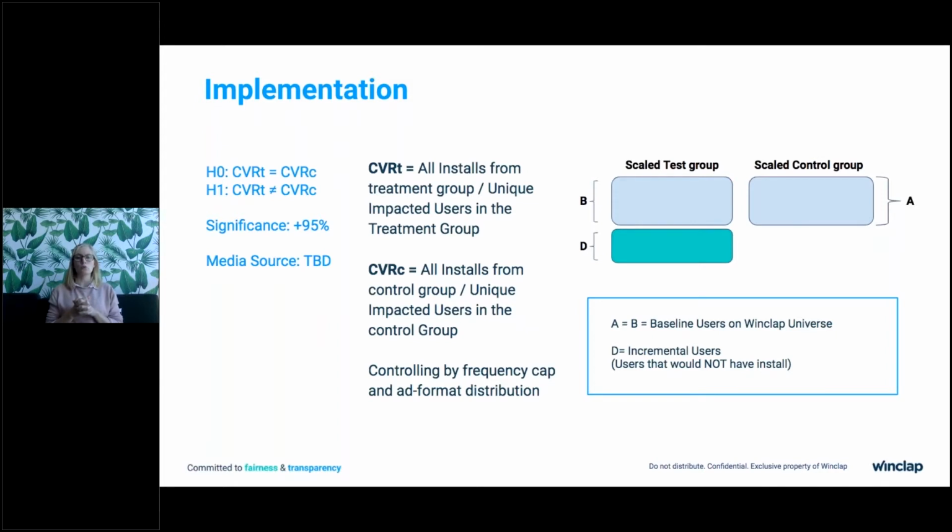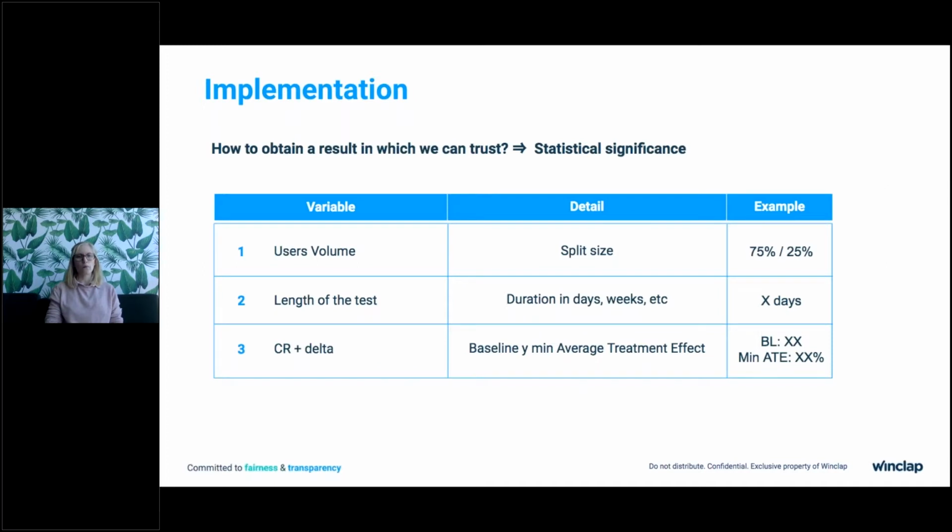So here, as we said before, the blue area here, A and B, is the baseline that you're going to have, and the D is the lift we are trying to find with this kind of test, okay? All right, so now, in order to have everything you need for your test, you need to know the user volume that you're going to have with the campaign. That will help you determine the split size.